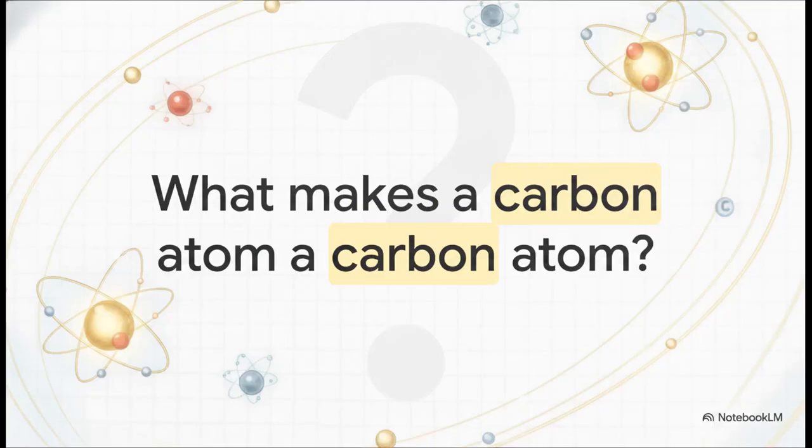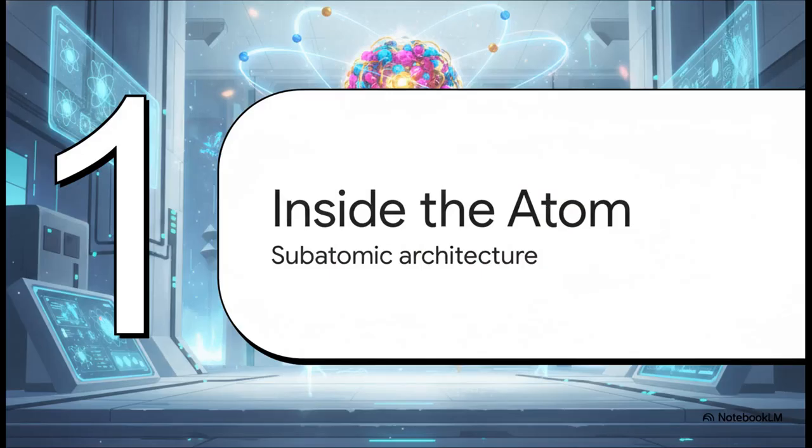We're kicking off our journey with a deceptively simple question. What rigid, golden rule actually determines the identity of an element like carbon? I mean, think about it. Out of all the tiny particles swirling around in the universe, what is the exact, unchangeable signature that makes carbon behave like carbon and, say, oxygen behave like oxygen? Well, to answer that, let's jump right into section 1, inside the atom.